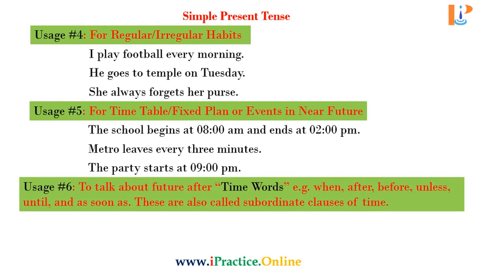Now the next usage of simple present tense, it says we use simple present tense to talk about future, but there is a condition. So we use it to talk about future when we have time words or after the time words. For example, the time words are when, after, before, unless, until, and as soon as. These are also called subordinate clauses of time that we will study in a separate session. So now let's look at the example.